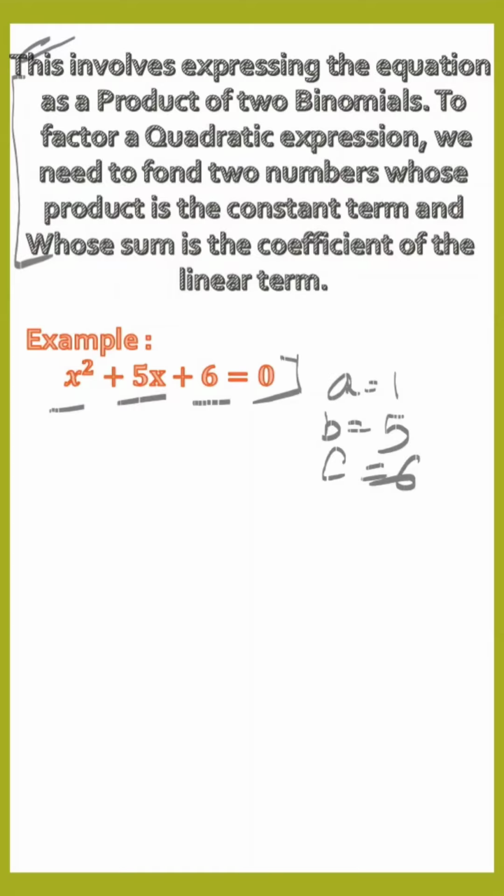Now we need to find two numbers whose product is the multiplication of a and c, and whose sum is the coefficient b. It can be a sum or it can be a difference. So our first work is to find two numbers whose product is the product of a and c. Now a into c is equal to 6, and whose sum is b, meaning 5, the value of the constant b.